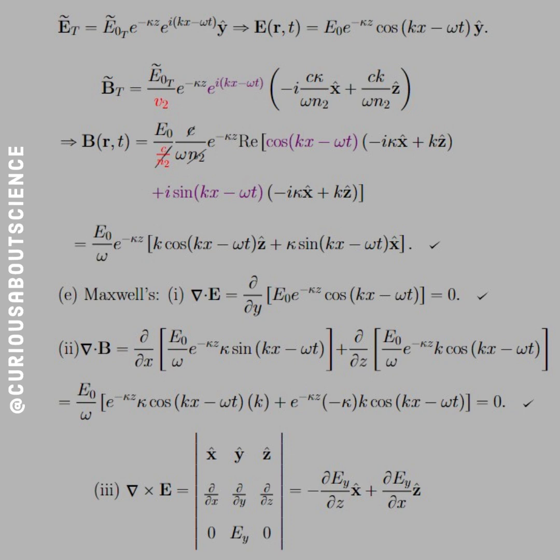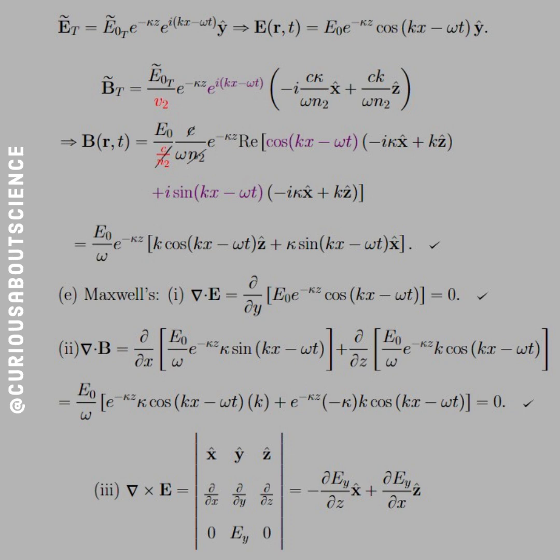So part E, we have Maxwell's equations that need to be verified. So divergence of E, does it equal 0? Sure it does. That E field has nothing to do with y. What about the divergence of B? Well, we do have an x, we do have a y. Let's see if they can consolidate.